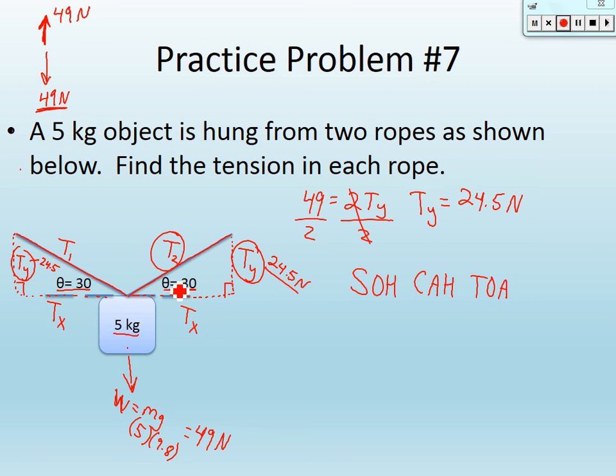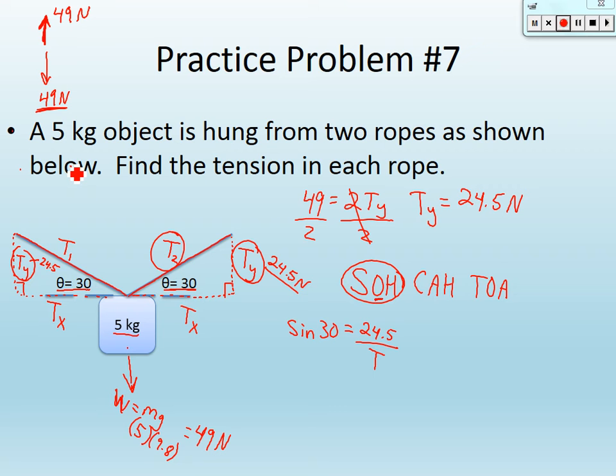Now, if this is our angle, this is theta right here. What side do I have? What's Ty? Opposite. And I'm trying to find the hypotenuse. So which trig function has opposite and hypotenuse in it? Okay, we're going to use sine. So let's write that down. Sine of, what was our angle again? 30 is equal to opposite, which is 24.5, divided by the hypotenuse, which is tension. I'm just going to call it T.